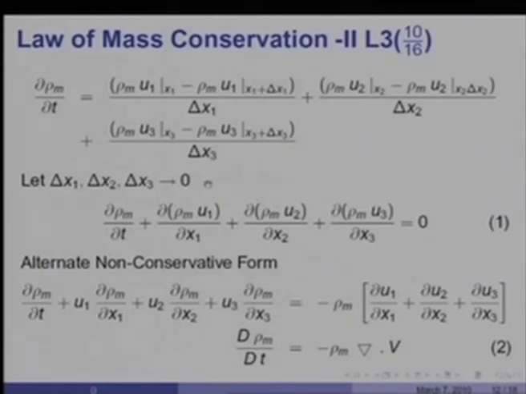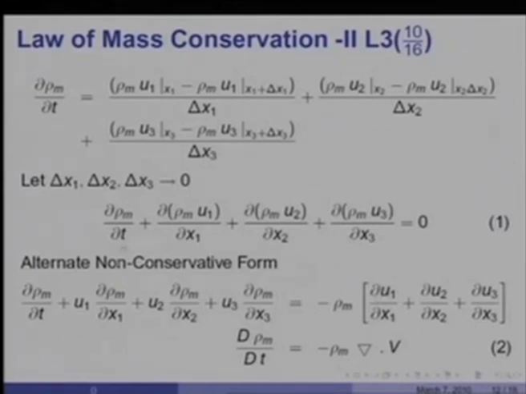It is also called a conservative form of equation, simply because this is how it is derived. It has conserved all the fluxes in all directions. A non-conservative form can be derived by mathematical manipulation. For example, I can treat this as differentiation of a product. Then you will see this will become u1 d rho m by dx1 and rho m du1 by dx1, which is written here on the right hand side.